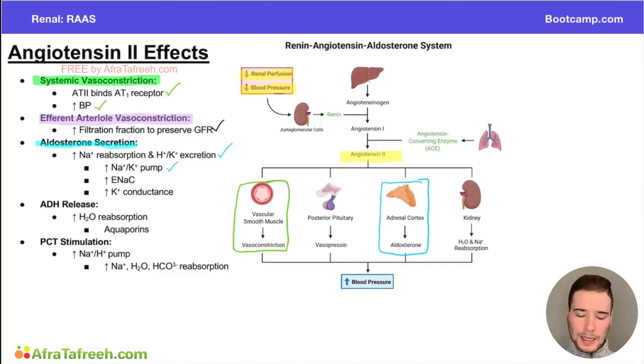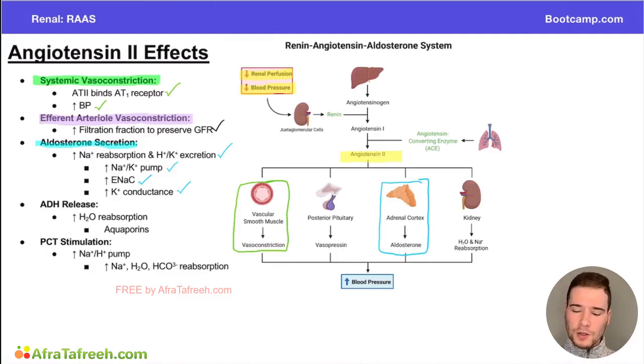It's also going to stimulate ENaC. Remember, that's the epithelial sodium channel. And it's going to stimulate potassium conductance. So again, in the collecting duct video we talked about this more, but essentially this is going to allow more potassium to be secreted into the nephron and ultimately excreted from the body.